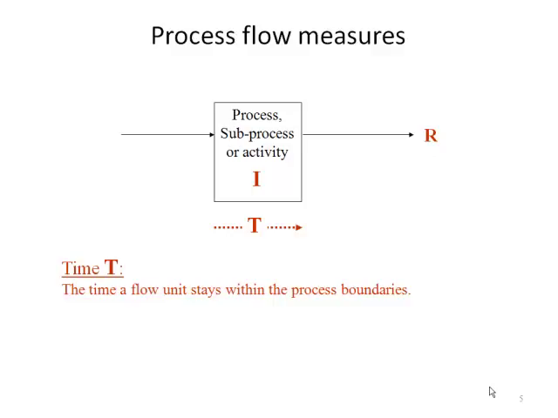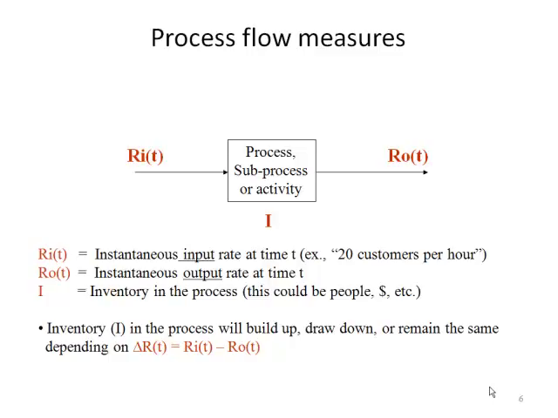Okay, so now we have all 3 of our process flow measures introduced. Let's start getting into a discussion of the relationships between them. The first thing I want to bring up is this idea of what happens as the inflow and the outflow rates change or come into balance. Think about a business process where you have an instantaneous input rate and an instantaneous output rate, defined as follows: Ri sub t and Ro sub t.